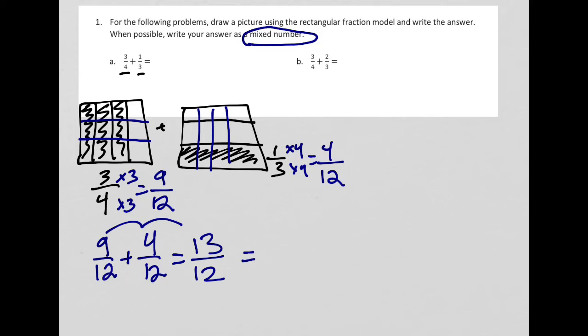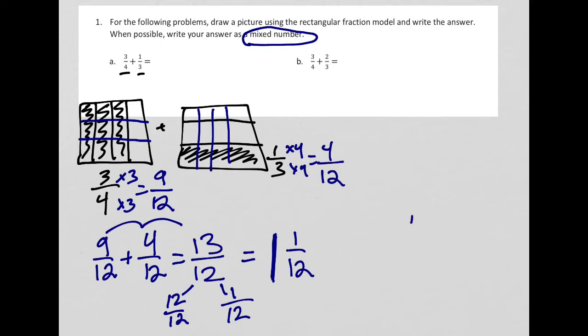Remember that a mixed number is a combination of a whole number and a fraction. So 13/12, I know that I can take away 12/12 from it. And if I take away 12/12 from 13/12, I end up with 1/12 left over. So 12/12 equals 1 whole, and 1/12 stays the same. So 13/12 can be written as 1 and 1/12.